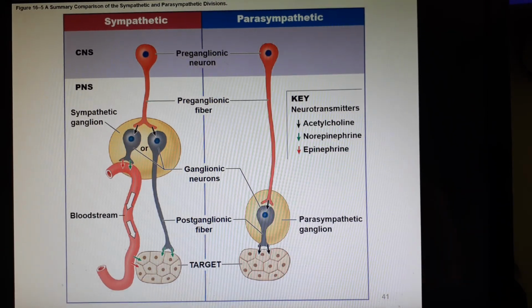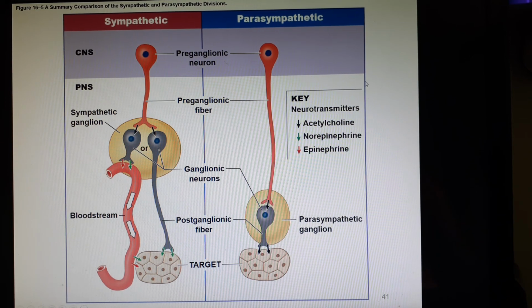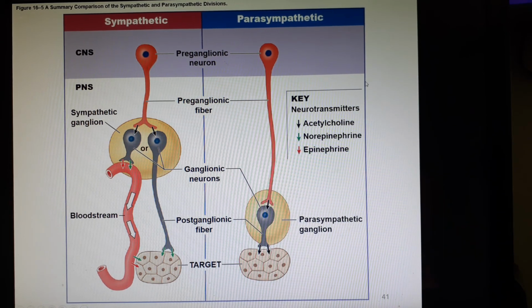So here is a really good graphic. There's a lot of information in it comparing the sympathetic to the parasympathetic divisions, talking about the lengths of the neuron fibers, talking about what kinds of ganglia they are, which neurotransmitters they secrete, and what their targets are. So this will be a really good thing to study and understand these two divisions.